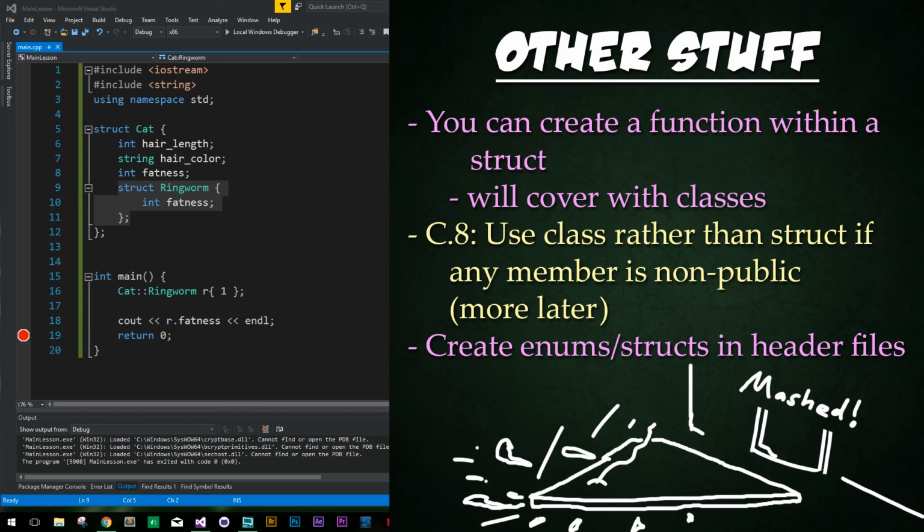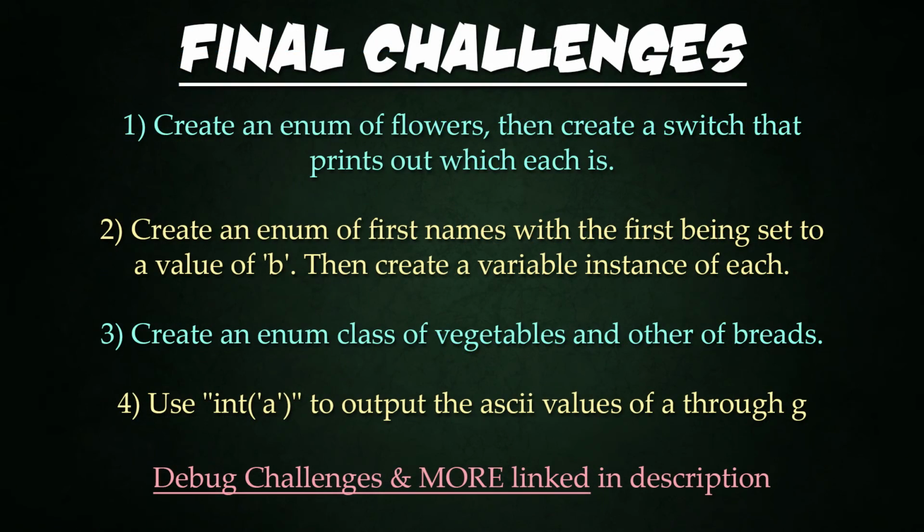The Core Guidelines C.8 says use class rather than struct if any member is non-public. Structs and enums can and should be created in header files for use across multiple files. This I strongly encourage. All right, and that is it.